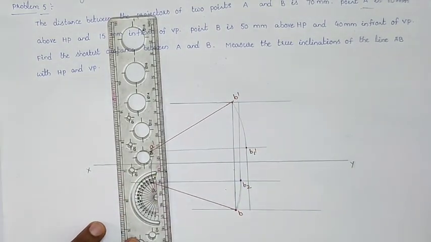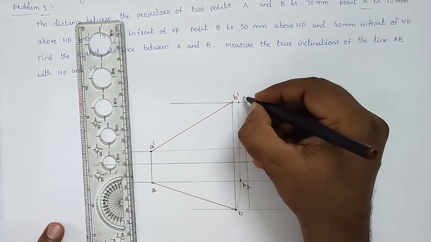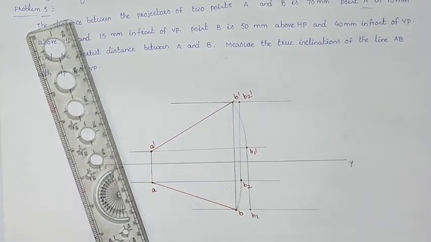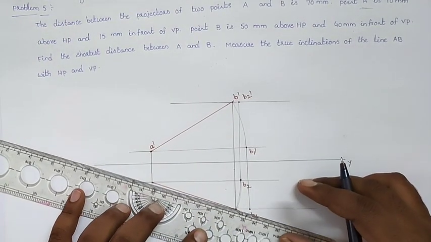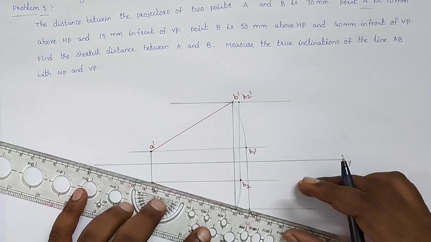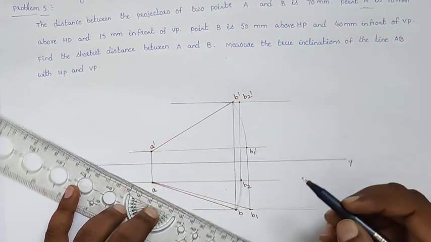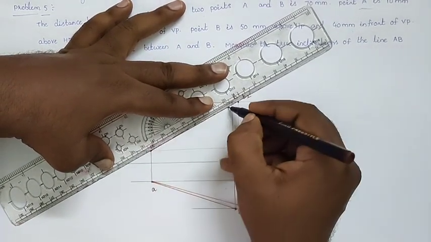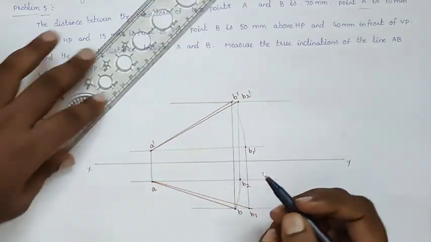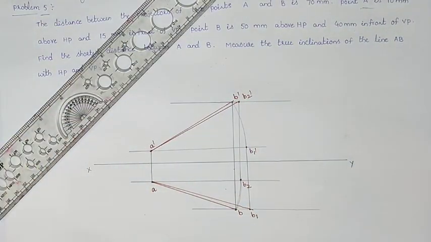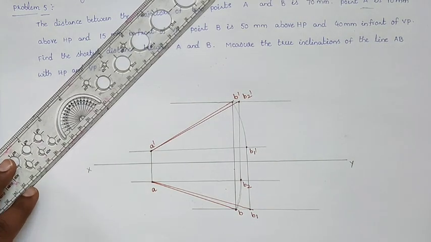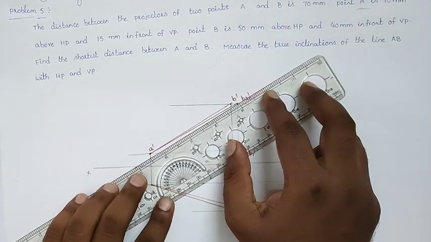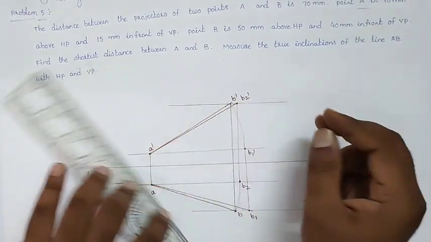Now here I am locating this one as B2 dash and this one as B1. Here AB1 is the true length, and A dash B2 dash is also the true length. So joining AB1 and also A dash and B2 dash, they are our true length of the line. We can measure the true length of the line because they are asking to find the shortest distance between A and B.